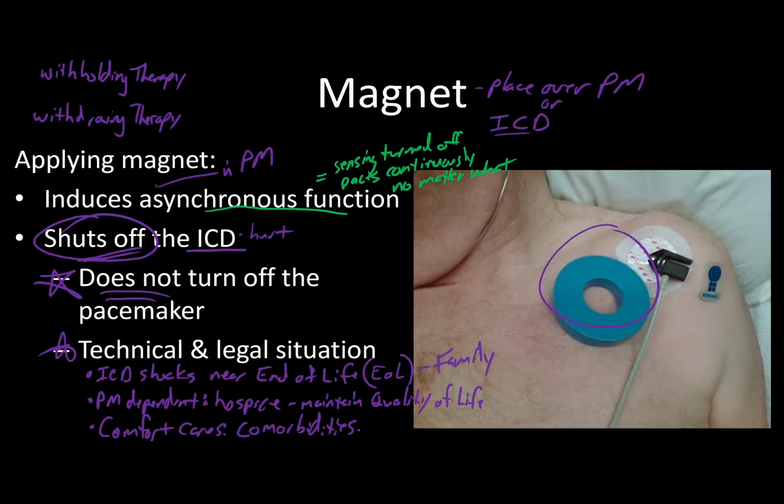All right, so withholding therapy is the idea that we're not providing something. So not providing a therapy that may be indicated. The patient should have this, but we're just not going to give it to them. That's withholding. Withdrawing therapy is where we refer to removal of previous treatment.